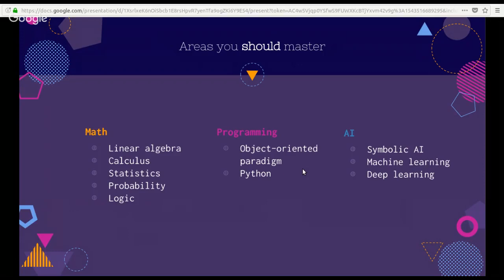But it's important that you get familiar with these branches of mathematics and that you have at least a fair understanding of them. So now on to the second big area, that's programming. And obviously this is not a surprise by any means. As a first point, I would highly suggest you look into the object-oriented paradigm. That's not necessarily important if you're doing data science or scripting.